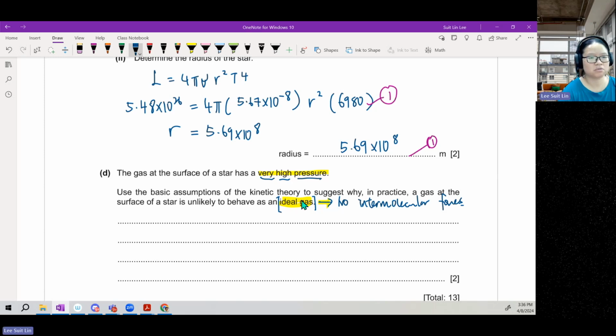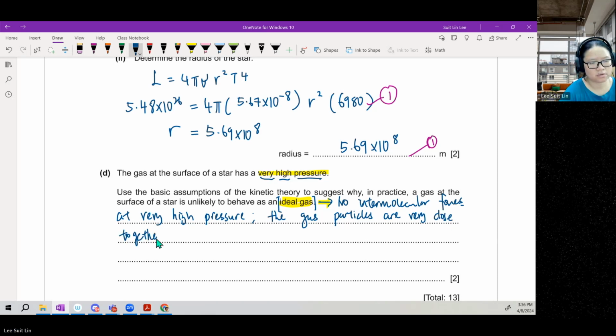So what happens to a particle? They are very close. So use their language again. At very high pressure, the gas particles are very close together. Adopt the energy of the question, as the Gen Zs will say. Basically, the question says very high pressure, then you're like, okay, very close together. Don't just write nearer, don't just say come closer, but they are very, very close together, okay?